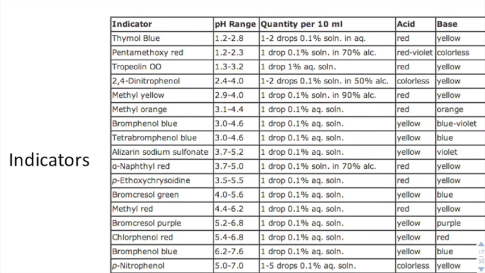Okay, these right here are indicators, and there's no way that you need to memorize any of these or know any of them. But these are experimental indicators that change color whenever you reach a certain pH range. So in the lab, if you're going to use something like bromophenol blue, okay, bromophenol blue will actually change color somewhere between a pH of 3 and 4.6.